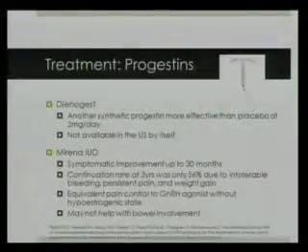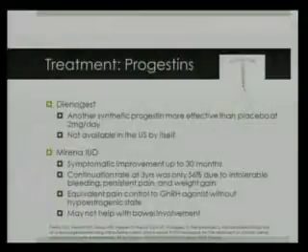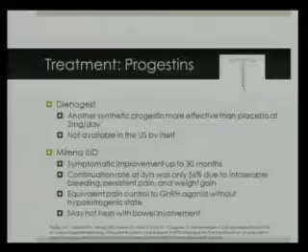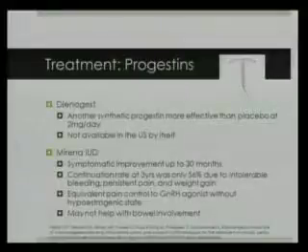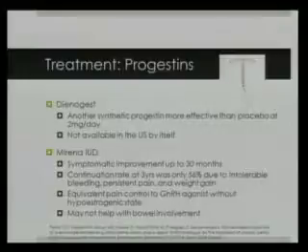Another progestin is Dienogest, and this is actually used in Europe and Japan and Australia. It's a synthetic progestin that's more effective than the placebo at a small dose, which is just 2 milligrams per day. But unfortunately, we don't have it here, so we can't use it yet. But it might come out eventually.